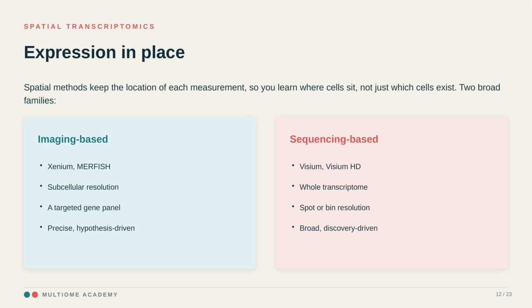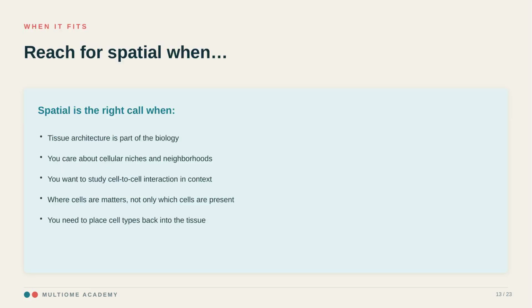Sequencing-based methods, like Visium and Visium HD, capture the whole transcriptome, but at spot or bin resolution. Reach for spatial when tissue architecture is part of the biology. When you care about cellular niches and neighborhoods. When you want to study how cells interact in their native context. When where cells are matters, not only which cells are present. And when you need to place your cell types back into the tissue.